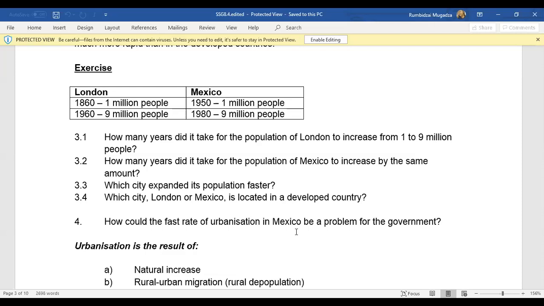Try to give me more answers. Not enough employment for everyone. Thank you. From Musa, it will be crowded. Thank you so much. That's correct. Others? How will it affect the government of Mexico, the fast rate of urbanization? When most of the people are living in the urban areas, what will happen? Others, what do you think?